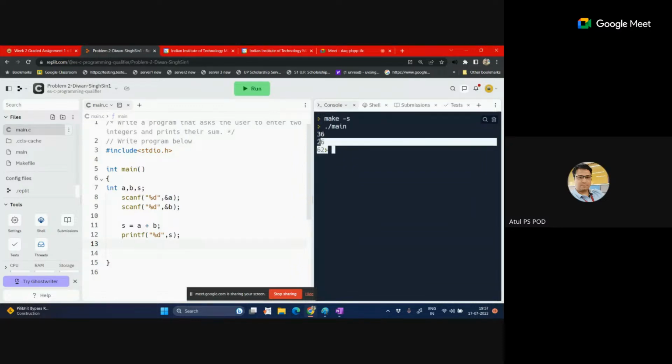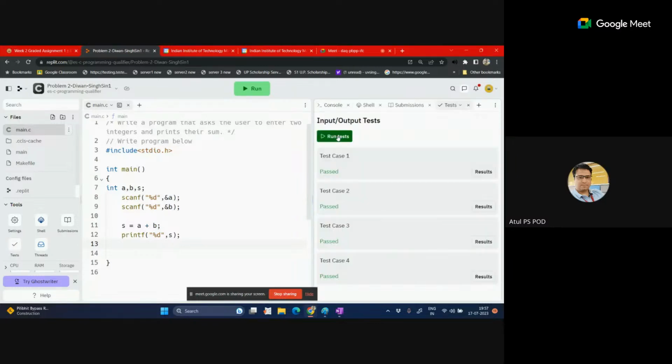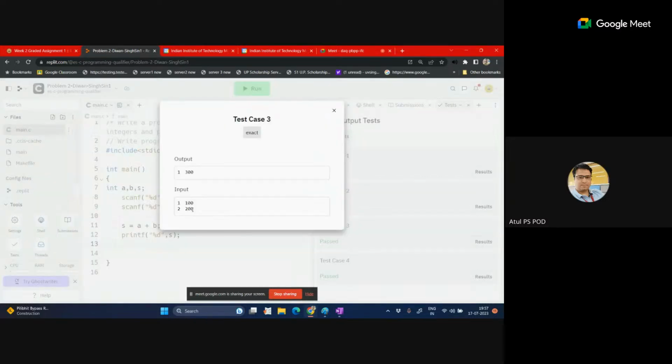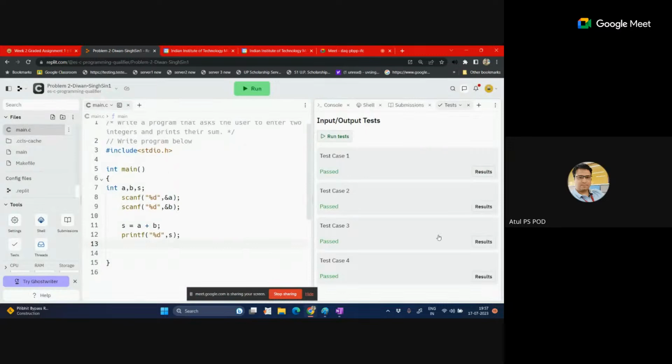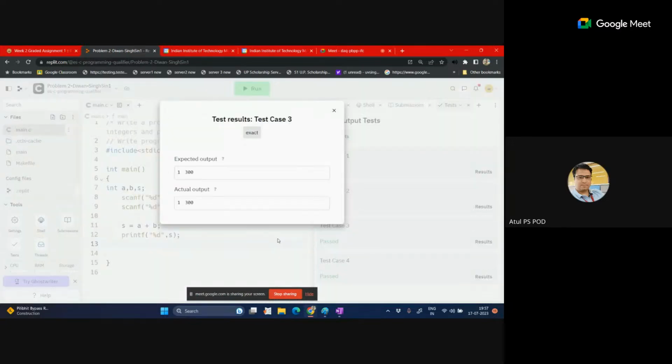So if you feel that your code is correct, then you can click on the test case and run test case button. Okay, if all are passed, that means your code is correct. And if any test case is not passed, you can see what input is given to the code and what output should come, and what is your actual output. So you can simply check this information, and based on that you can update your logic if the output is not correct.